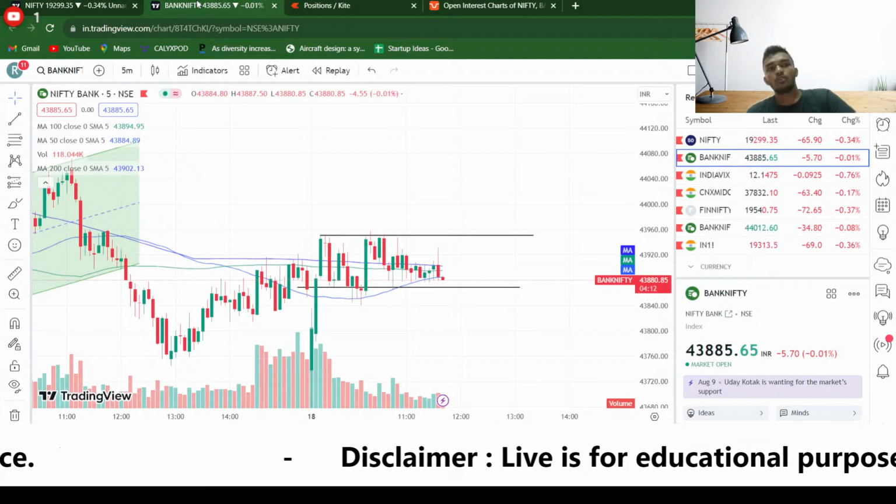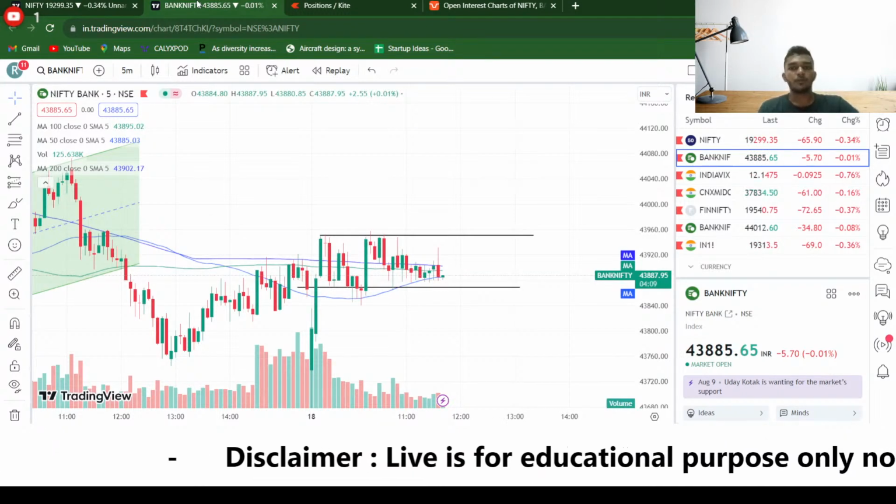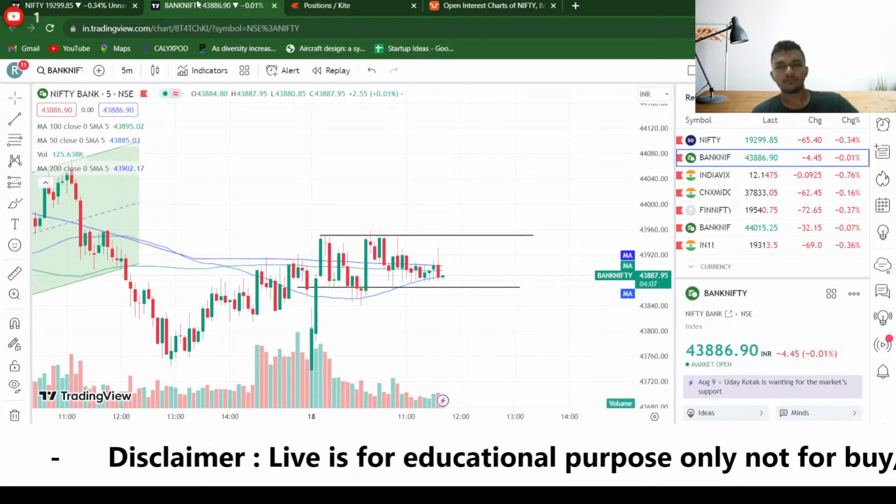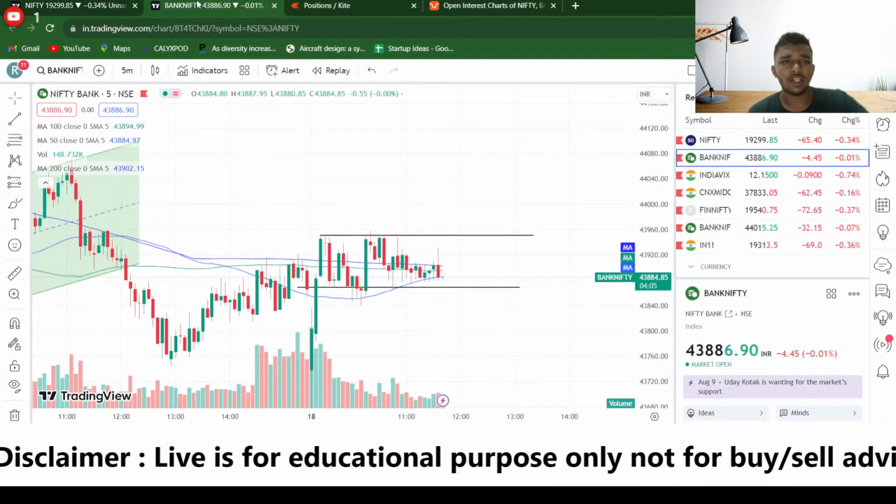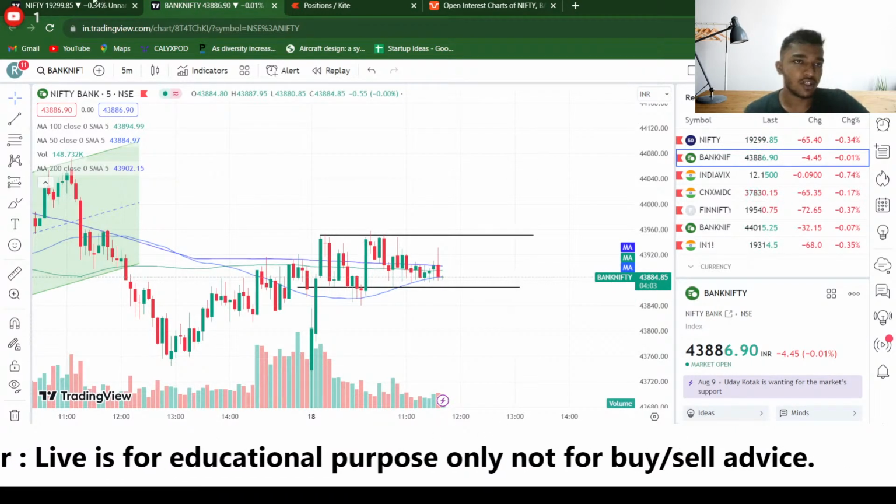I won't go long on Bank Nifty until and unless it breaks the 43,950 area, goes above that and tries to sustain above that.